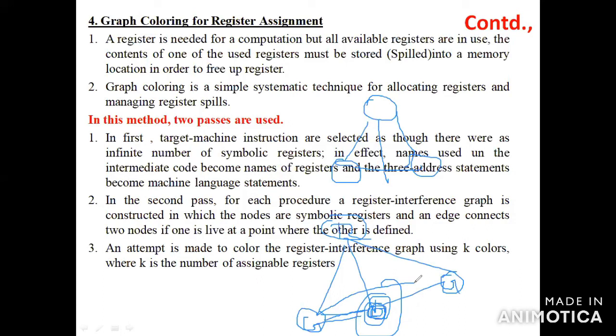Here two passes are used in the graph coloring technique. What is the first one? In the first pass, specific target machine instructions are selected for register allocation, and for each variable a symbolic register is allocated. It is a simple, systematic technique. An adjacent node cannot be assigned the same color, and you use only the minimum number of colors for allocating the registers. In the first pass, the target machine instructions are selected, assuming an infinite number of symbolic registers.